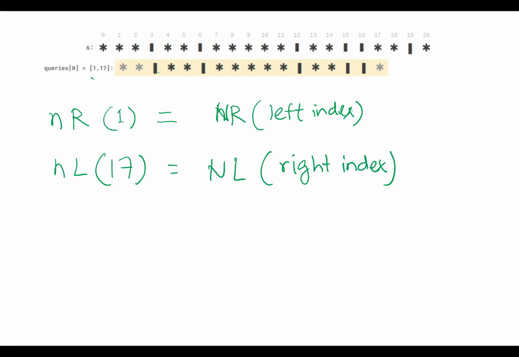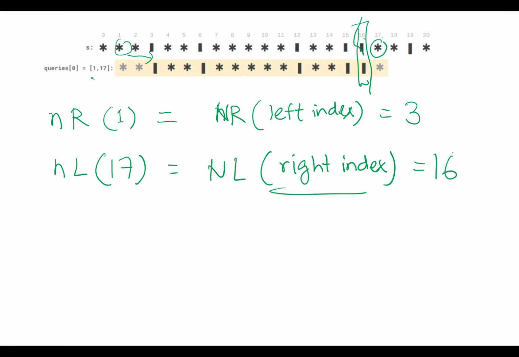As you can see here, the nearest right candle for the left index is 3. And the nearest left candle for the right index is 16. So this is the 16, okay? This is the nearest left candle for the right index.